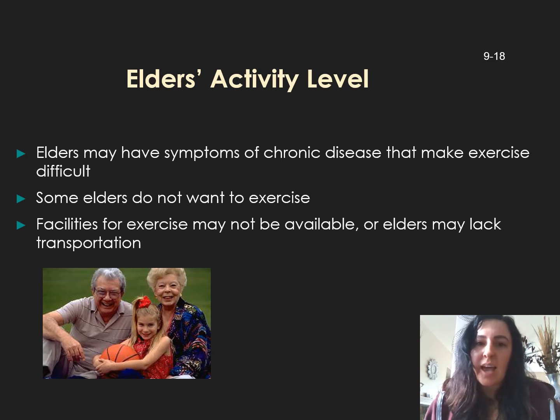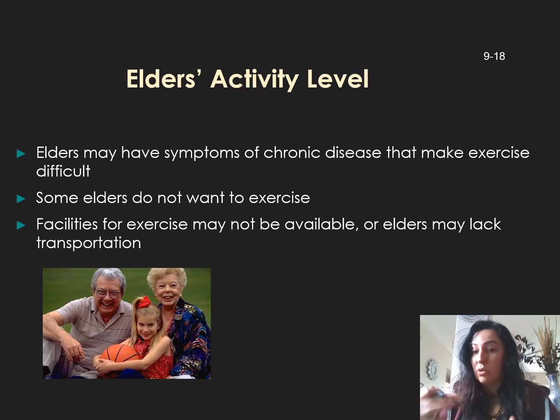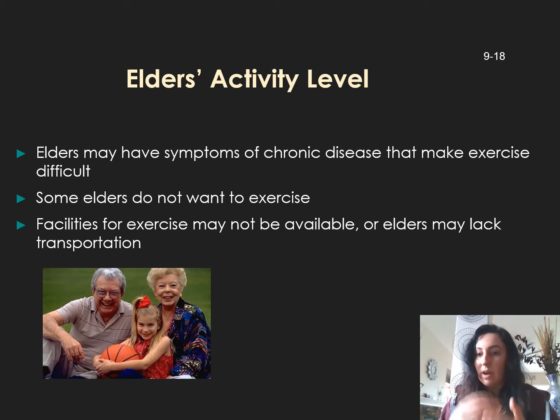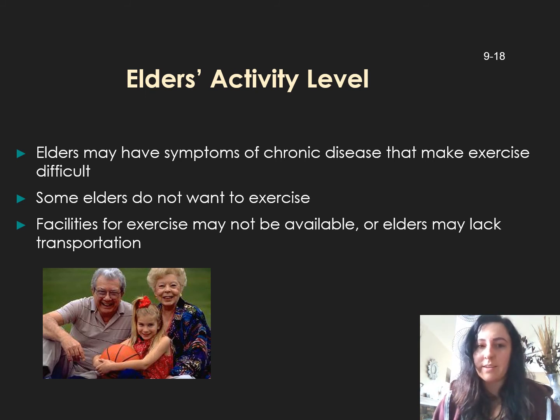All right, older adults' activity level. Older adults may have symptoms of chronic disease that make exercise a bit difficult, and some older adults don't even want to exercise. Okay, so there are facilities for exercise that may not even be available. There may not be gyms available for all older adults, and many older adults might not even have proper transportation to go to a gym or go to the park or wherever they want to go exercise. So they may experience some level of difficulty while they're trying to become more active.